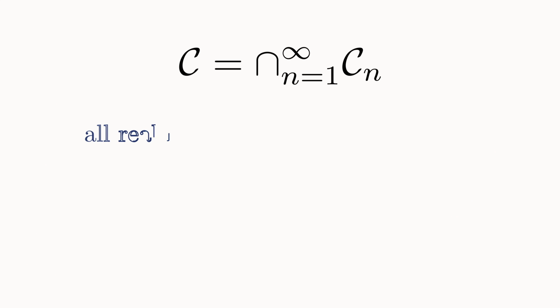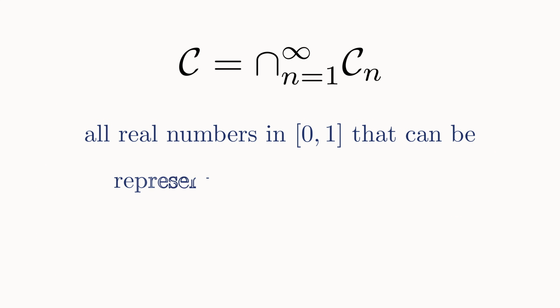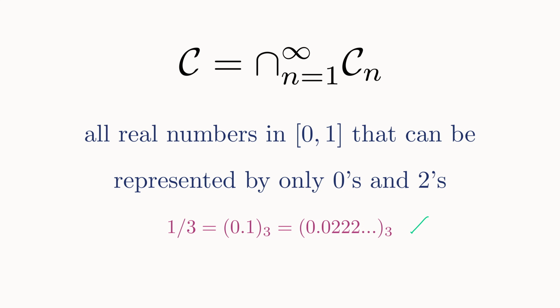So after an infinite number of steps, we will have removed all numbers that contain a 1. And as a result, the Cantor set will simply be the set of all numbers in the unit interval that consist of any combination of only 0s and 2s in its ternary expansion. Or to be more precise, a number for which at least one of its ternary expansions contains no 1s.